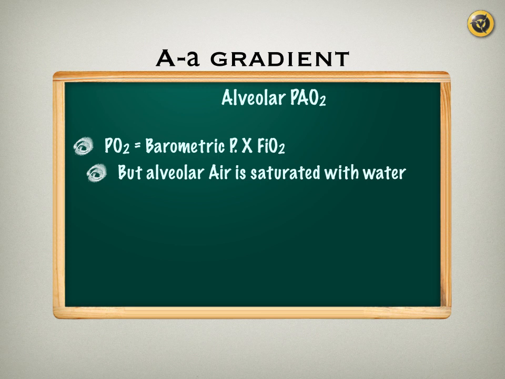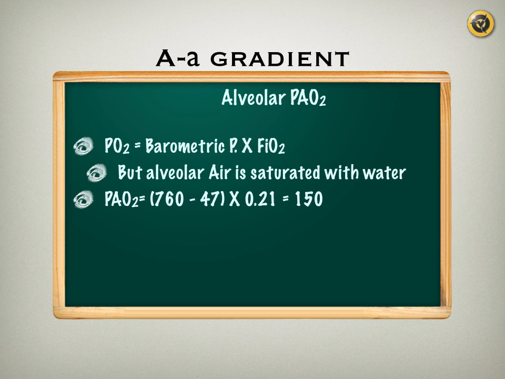So we need to subtract the partial pressure of water vapor from what we usually breathe in. So that would be 760 barometric pressure minus 47, that's the partial pressure of water vapor at 100% saturation, and multiply that by 0.21, which is the FiO2. You end up with 150. But there's one more factor.